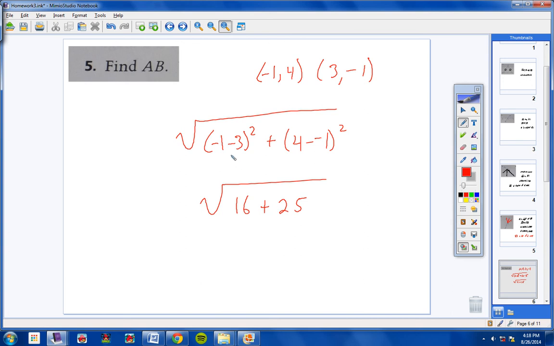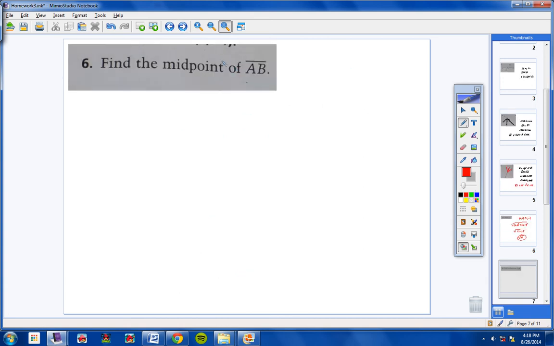Let me slow down. -1 and -3 is -4. Square that, you get 16. 4 minus -1 is 4 plus 1 is 5. Square 5, you get 25. Add those two together, and you get the square root of 41. Okay, so the distance of AB is the square root of 41.